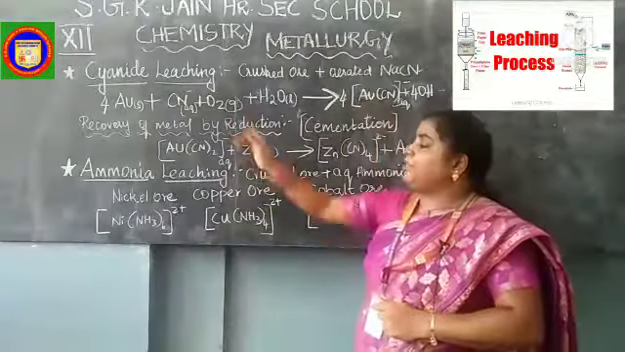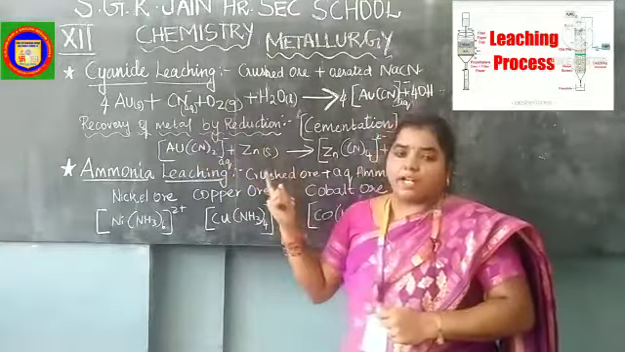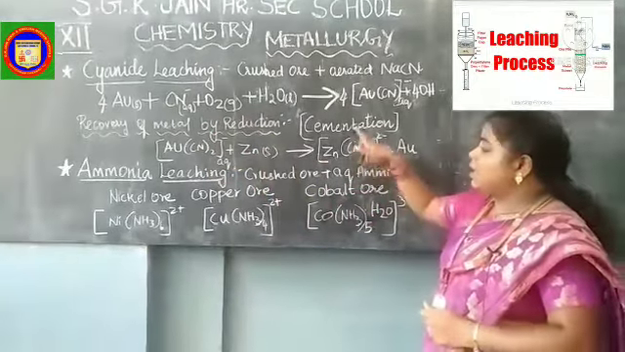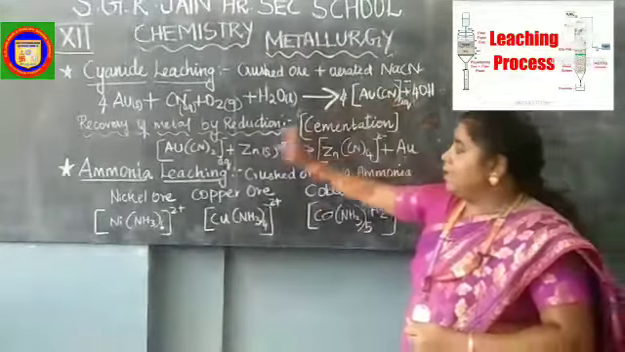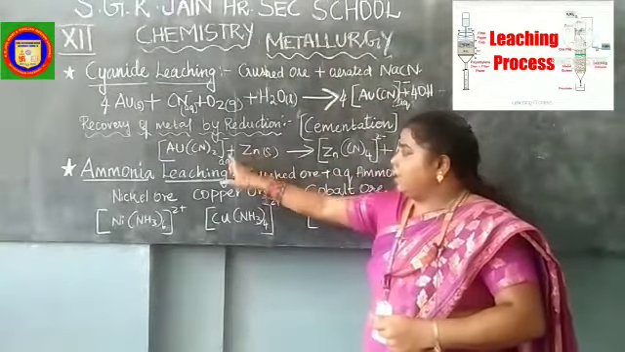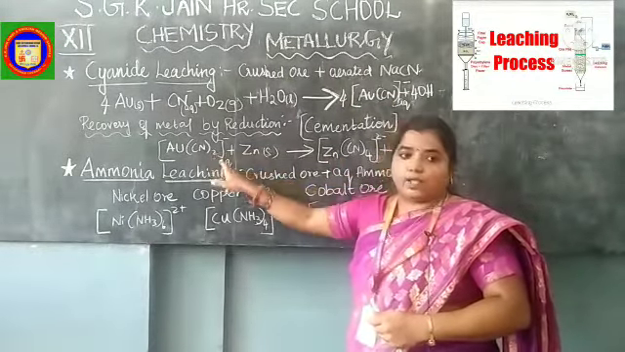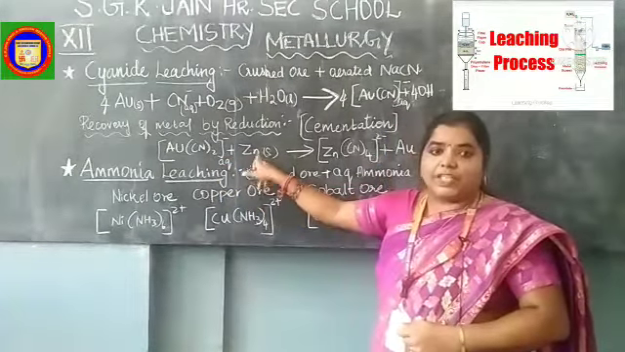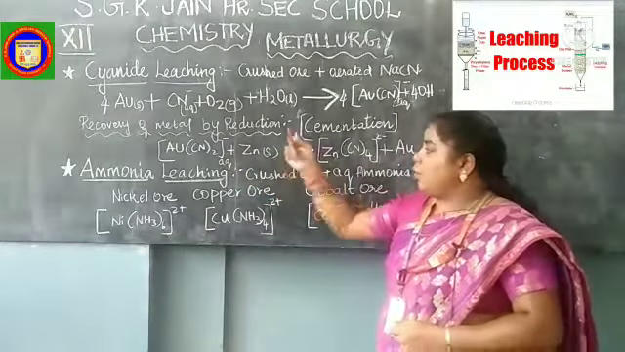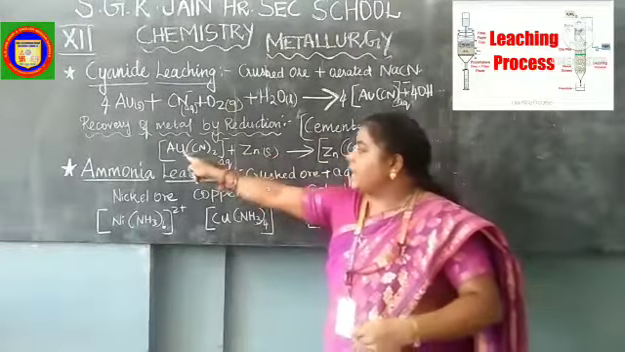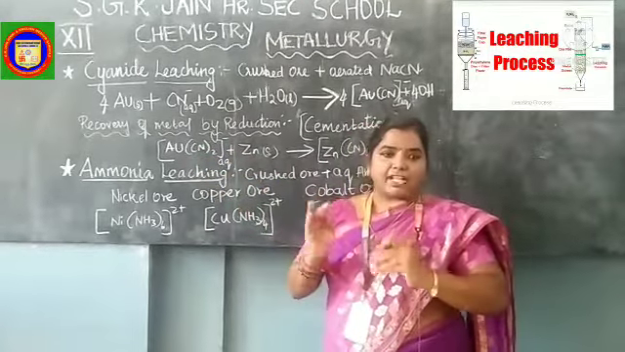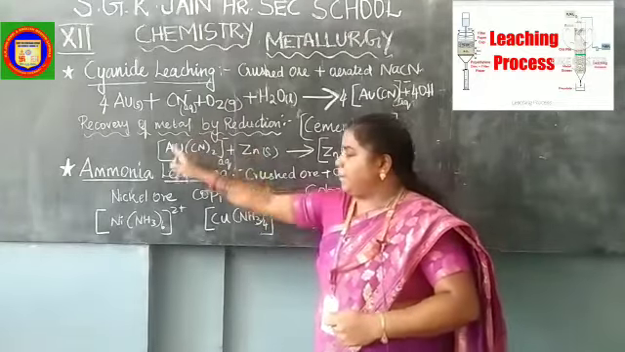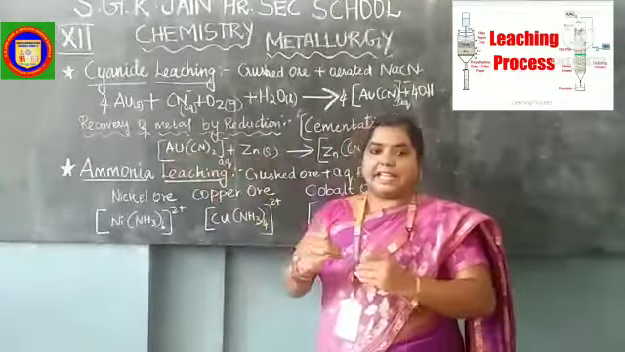In the second step, it is the recovery of the metal. What metal do we require here? Gold. So recovery of the metal by the reduction method. I take the complex and add zinc. The complex is soluble, so I denote it with the symbol aqueous, and it is treated with zinc, which is in a solid state. What happened in this reaction? A displacement reaction. In place of gold, the zinc has replaced it, and we can easily recover the gold.